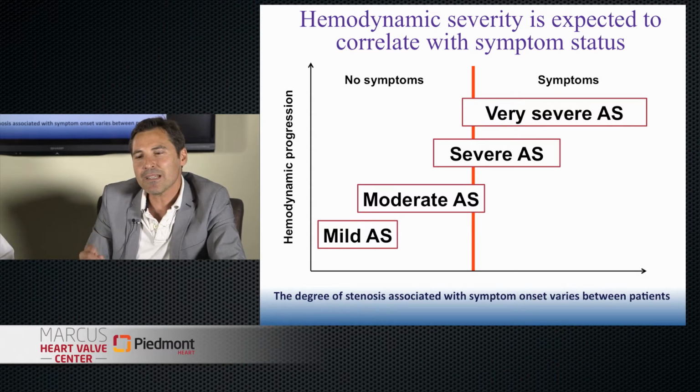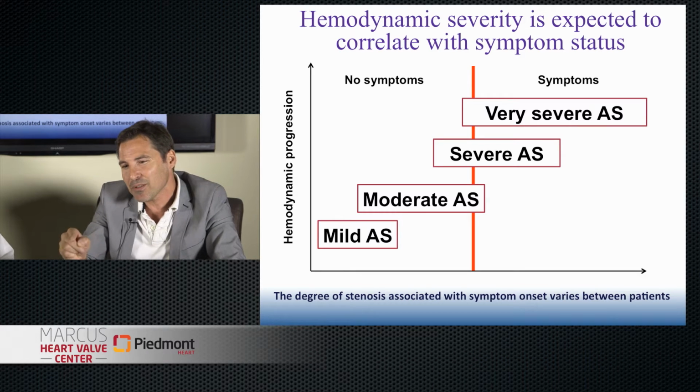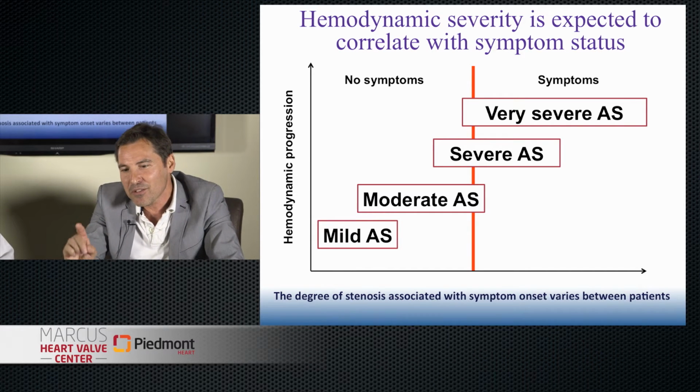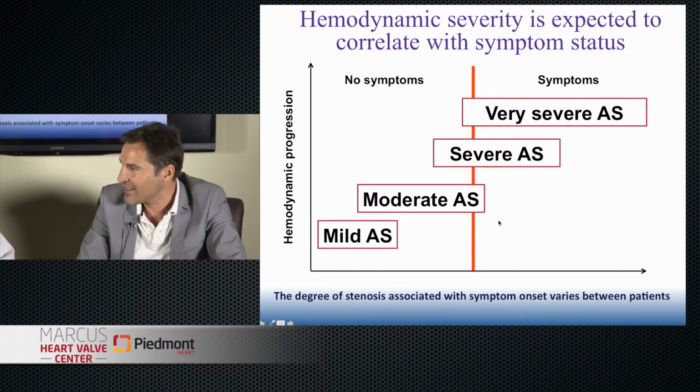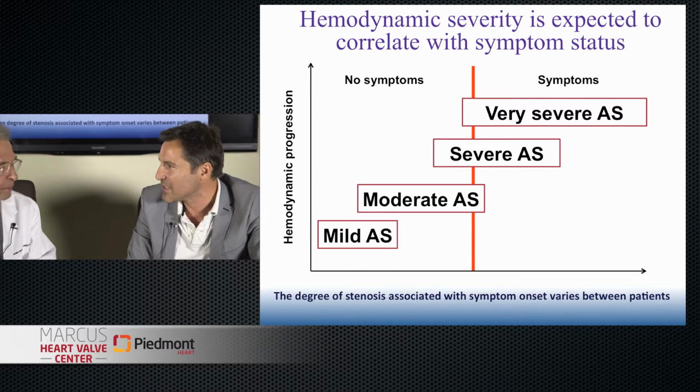But now I will show you this. Because what is important, why is severity related to symptoms? Because there is a clear relationship. But here the tricky point is that even some patients with moderate AS can be symptomatic. And we don't know exactly what to do in these patients. And maybe in the future we need to have some trials on that.